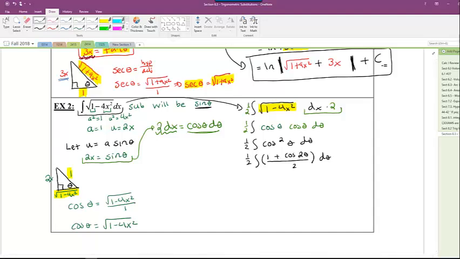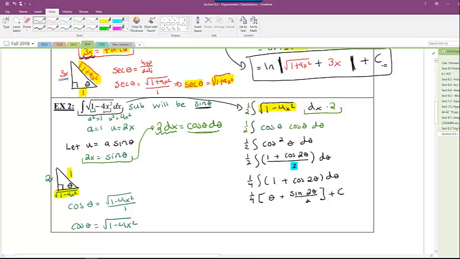Well, the 2 in the denominator here is a constant multiplier, so I'm going to pull that out. And then I have 1 plus the cosine of 2 theta d theta. And those are all things that I know how to integrate. So let's go ahead and integrate. So I have 1/4 times, well, the integral of 1 is going to be theta, plus the integral of the cosine of 2 theta is going to be the sine of 2 theta over 2 plus c.